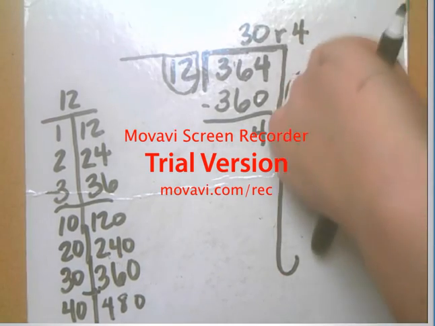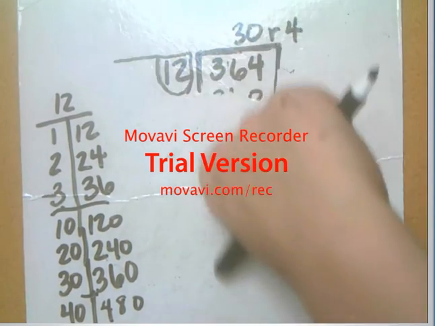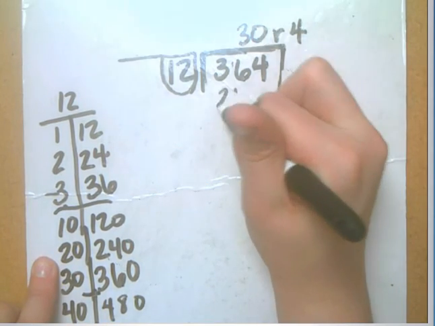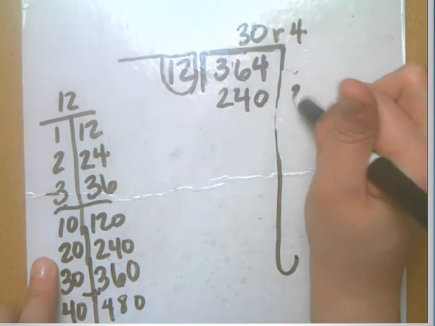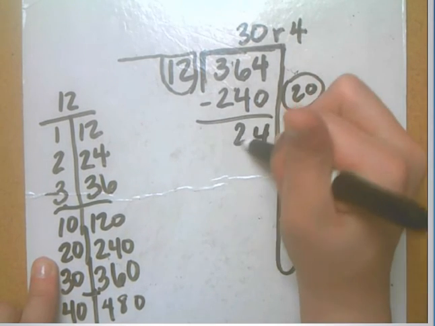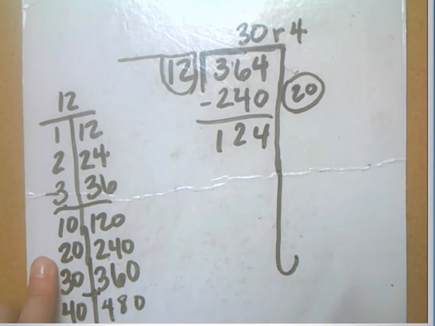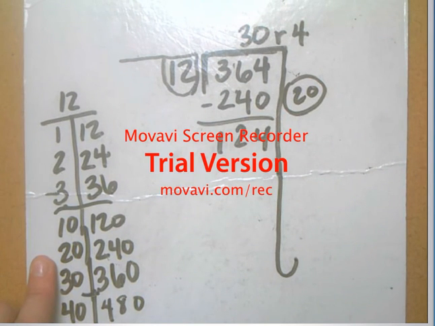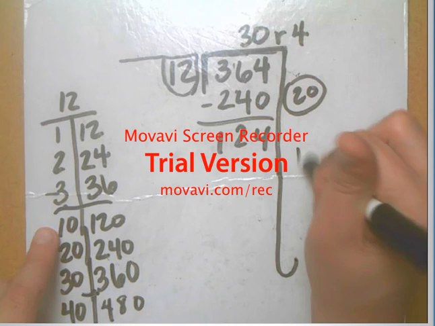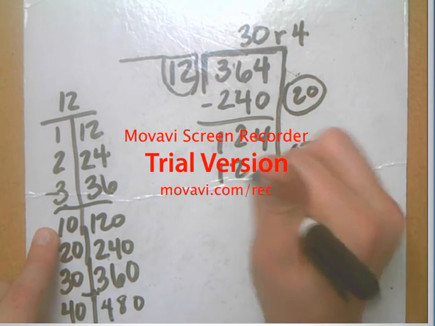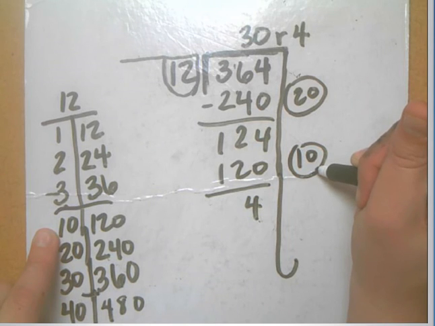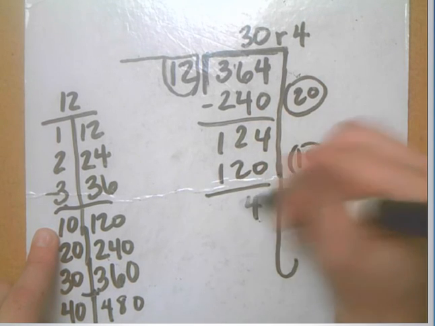In the case that I make a mistake and pull out just 240, that's okay. I figure out how many is left. 124. And then I find my next closest. 20 nets plus 10 nets is 30 nets, remainder 4. The answer is the same.